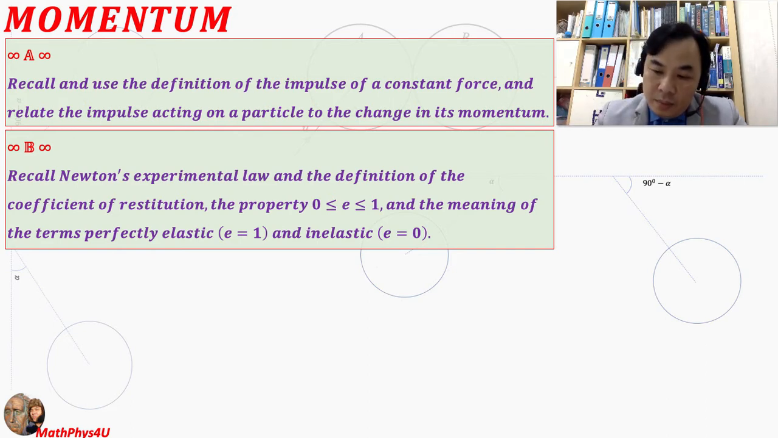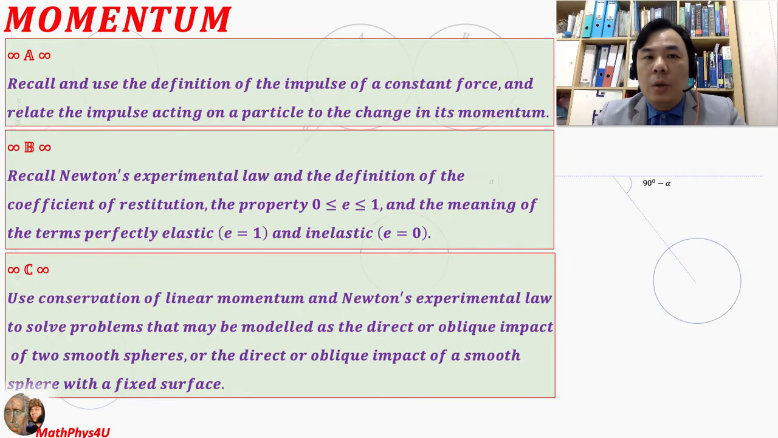And then lastly, we're going to apply the conservation of momentum and Newton's restitution law to solve any mechanics problem that involves direct or oblique impact of two smooth spheres, or the direct or oblique impact of a smooth sphere with a fixed surface itself. All right. Now these are the three main objectives that we're going to achieve.